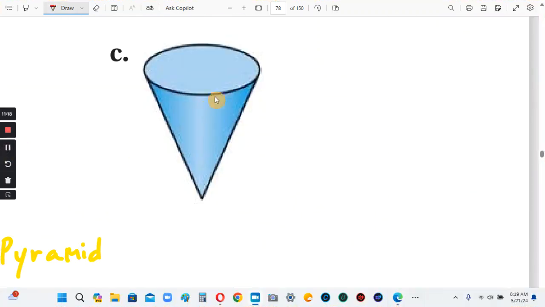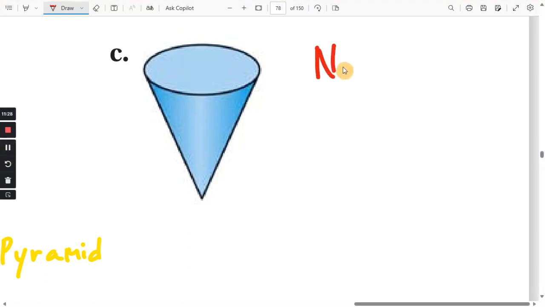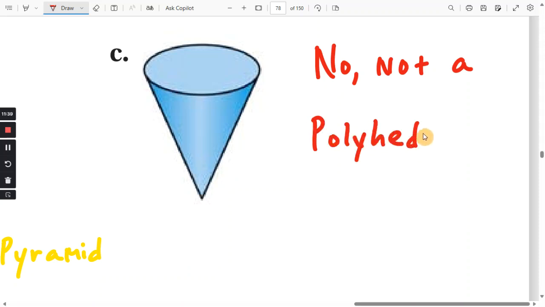All right, think about part C and tell me if it is a polyhedron. All right, part C, the answer is no. It is not a polyhedron. All right, who can tell me why it is not a polyhedron?